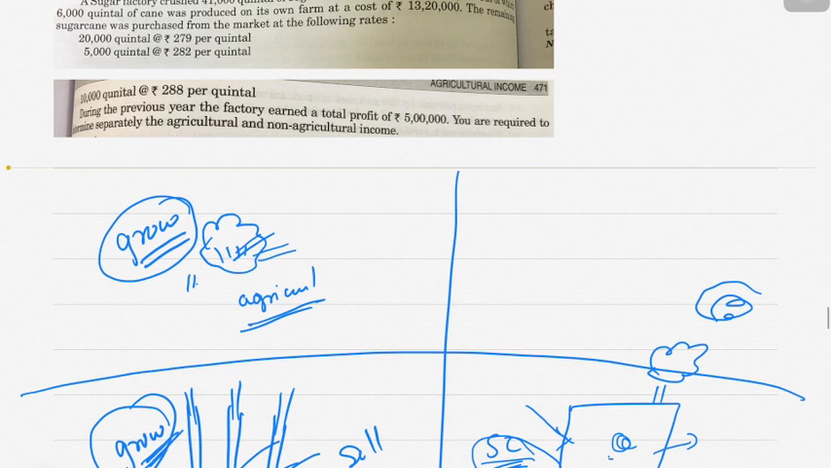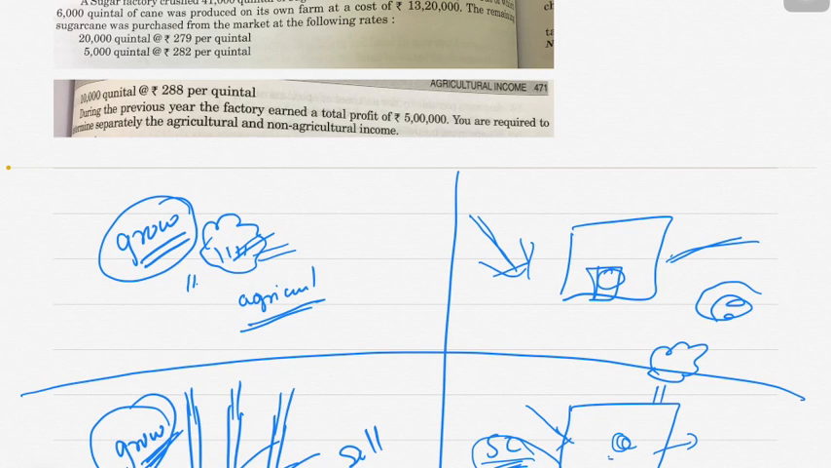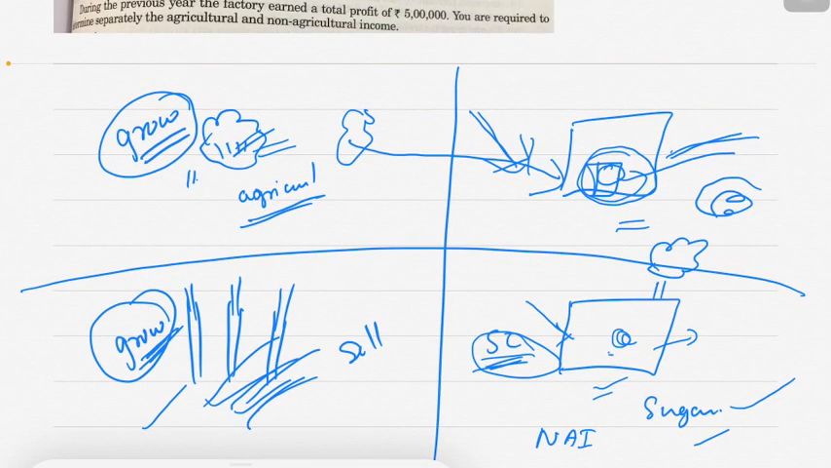Similarly, in case of cotton, suppose I have a factory. I buy cotton, convert that cotton into cloth and sell the cloth. In this case, my income becomes non-agricultural income. But instead of buying cotton, if I grow cotton and use that raw material in my factory, convert cotton into cloth and sell the cloth, my income earned will become partly agricultural income and partly non-agricultural income.